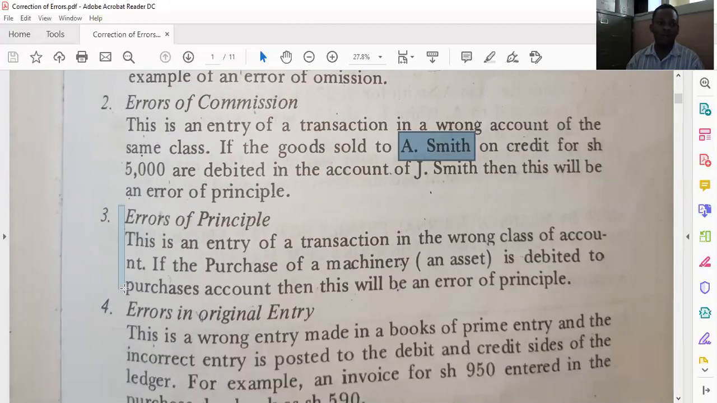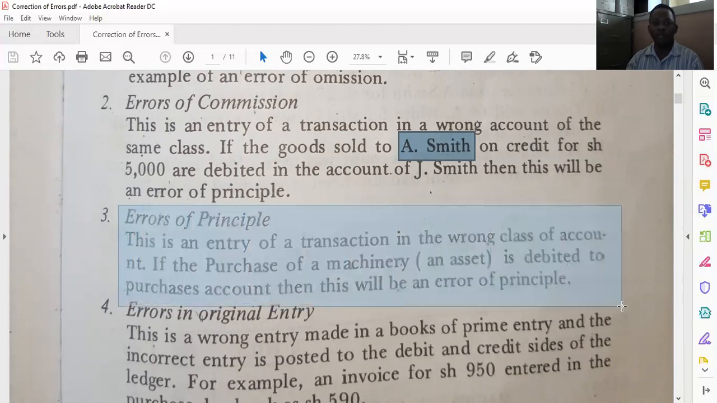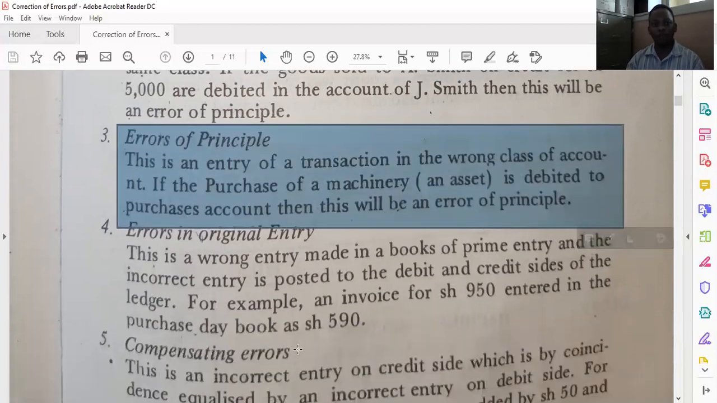Then number 3, errors not affecting the trial balance is the error of principle. So this is an entry of a transaction in the wrong class of account. So still to our classification of accounts, you find an error has been made that we have posted in the wrong class of account. So we were supposed to, for example, post in the personal account, but we have posted in the impersonal account, but on the same side, on the debit side. So you find that the effect will still be the same.